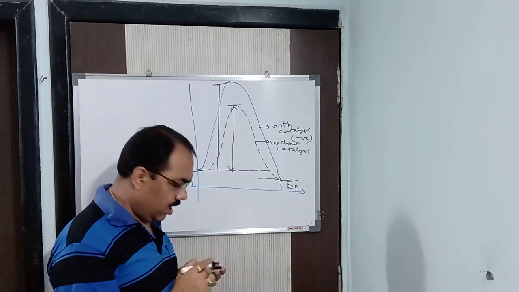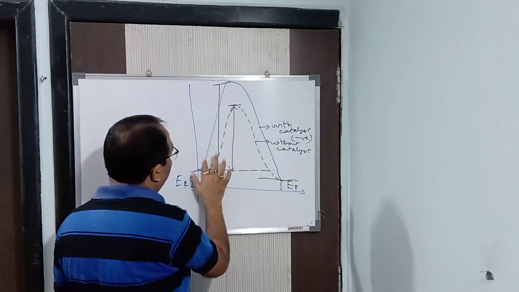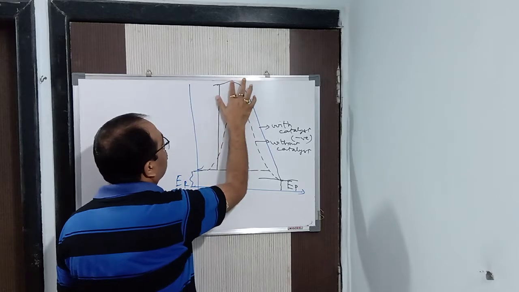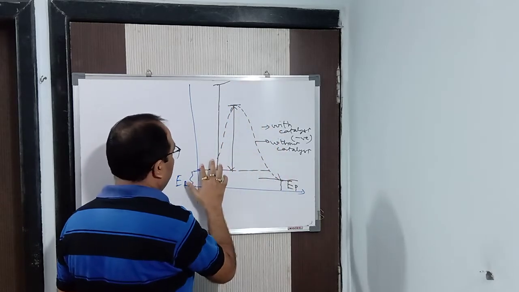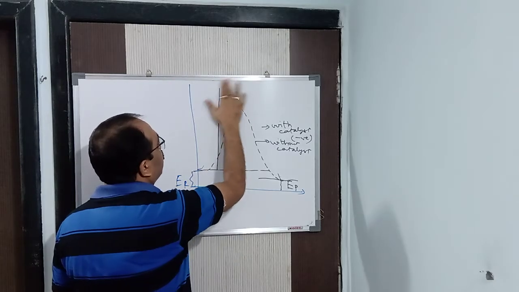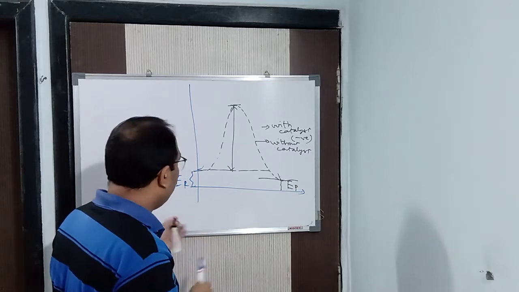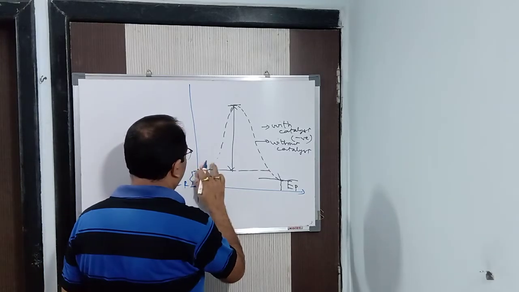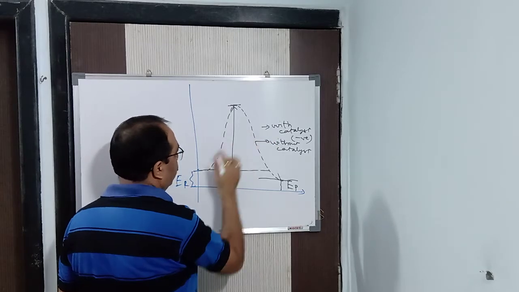Suppose this is the actual reaction, and now you rub this blue line and make another blue line here. This also I am rubbing, and another blue line I will make here. That is, this is the graph you can see without the catalyst.